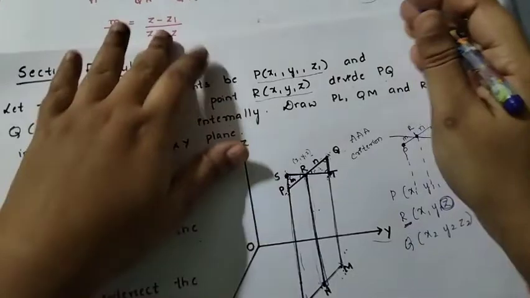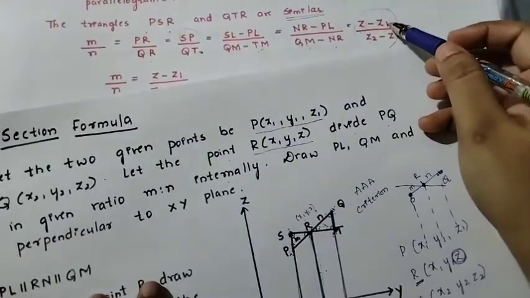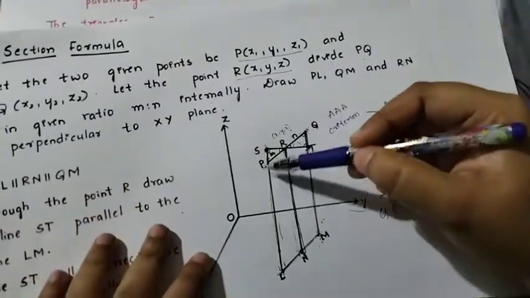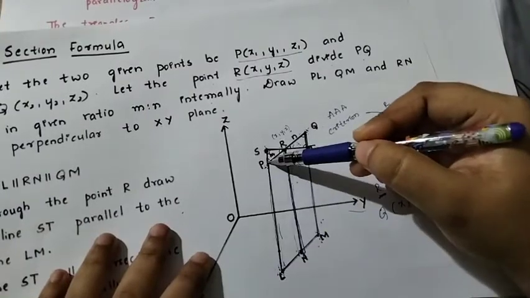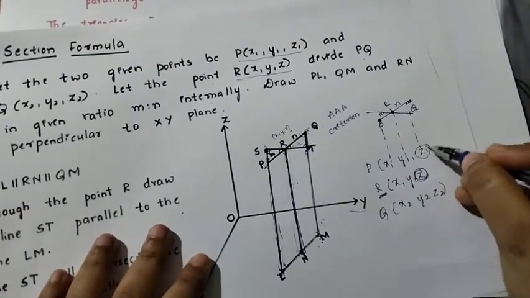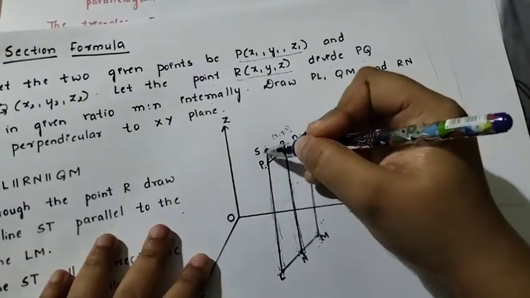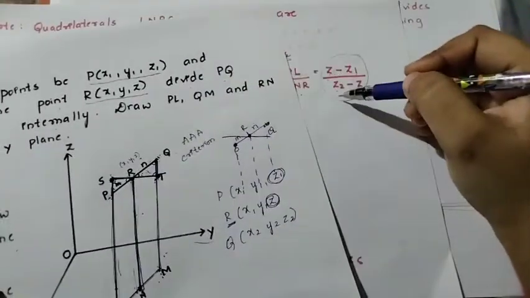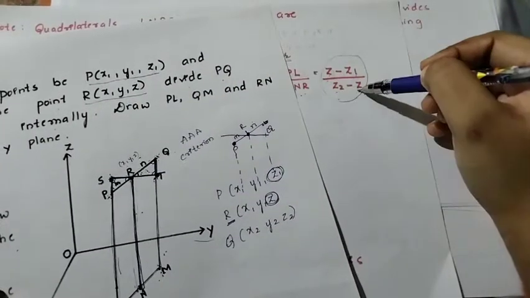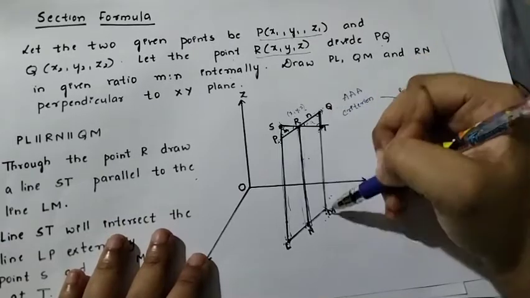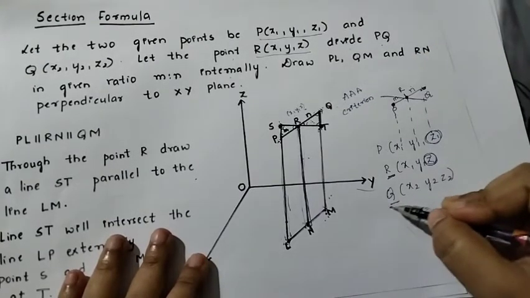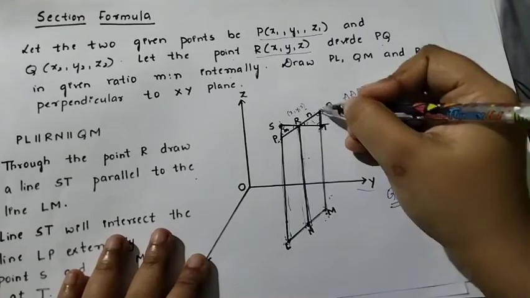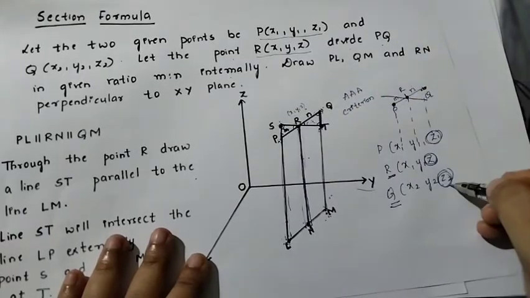Minus Z1, PL. PL means what? This length, this is PL. Where does the P point come? Z1. This is Z, so I have taken it as Z1. Then divided by Z2 minus Z. Again NR is Z, same. How does Z2 come? It is QM. This is QM. Which point do you have to take? The Q point. As it is the Z axis, you have to take it as Z2.